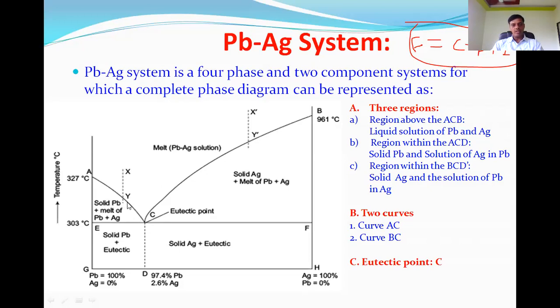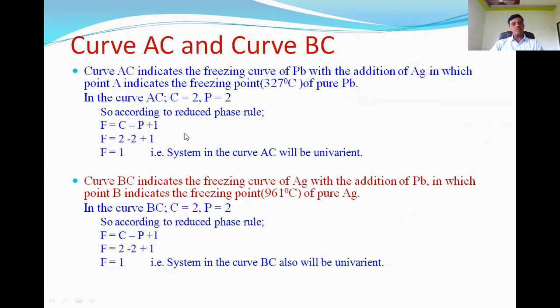Freezing point and melting point are nothing but the same, meaning the temperature at which liquid freezes and the temperature at which solid melts. What is the first point to explain the curve AC? Curve AC indicates the freezing point of lead with the addition of silver, in which the point A indicates the freezing point of pure lead.